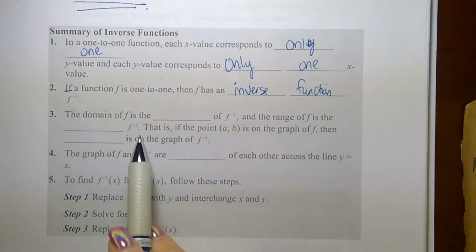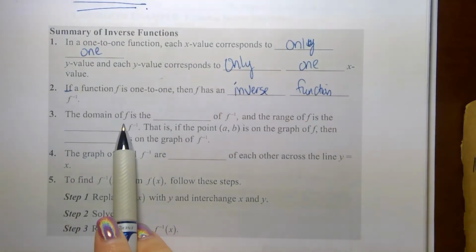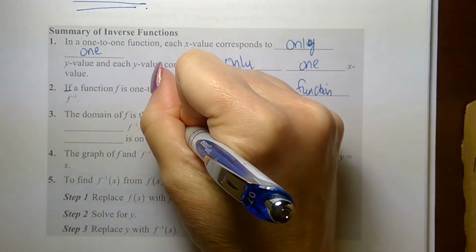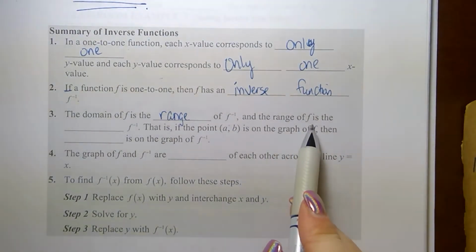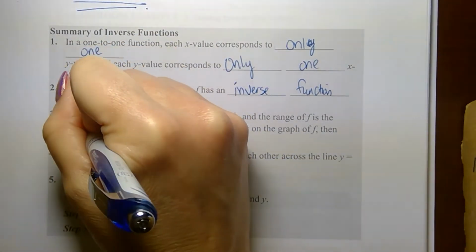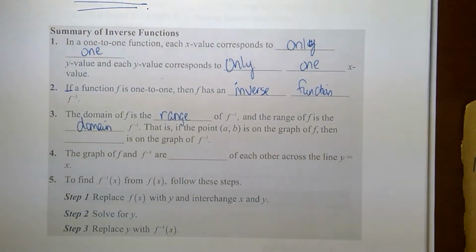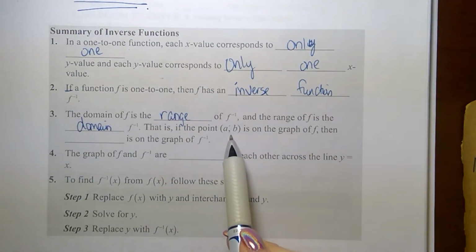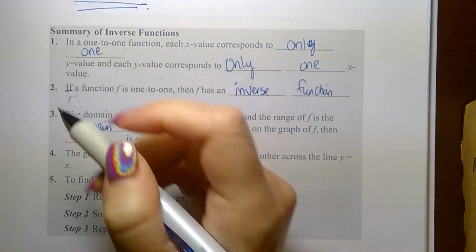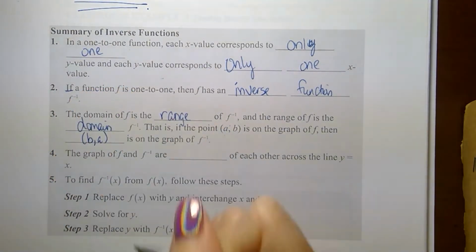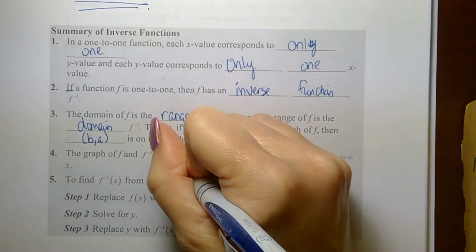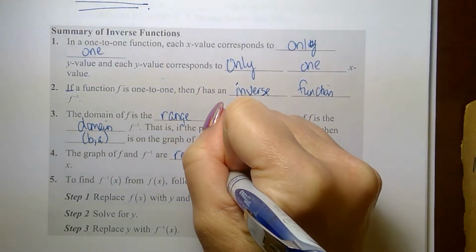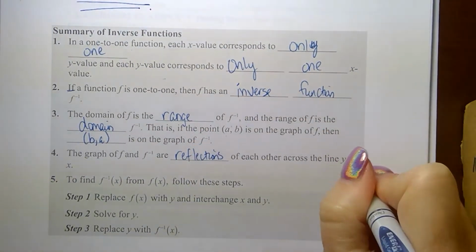The domain of the original function f becomes the range of the inverse function. And the range of the original function f becomes the domain of the inverse function. That is, if the point (a, b) is on the graph of the function, then the point (b, a) is on the graph of the inverse. The graph of the function and its inverse are reflections of each other across that line y equals x.